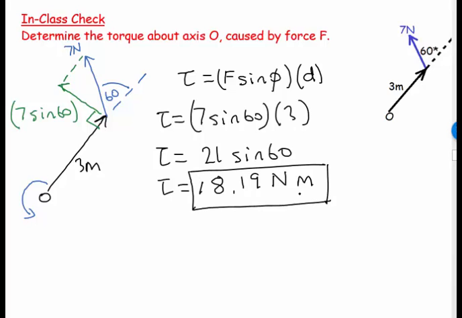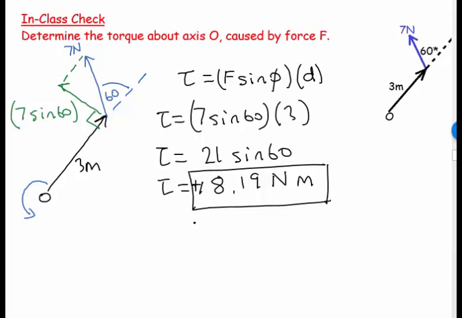Now, let's go one step further. This caused a counterclockwise torque, and if the force had been configured in the opposite direction, it would have caused a clockwise torque. And they are clearly acting against each other. A clockwise torque would tend to cancel out a counterclockwise torque. And by convention, we decide to take counterclockwise torques as being positive.